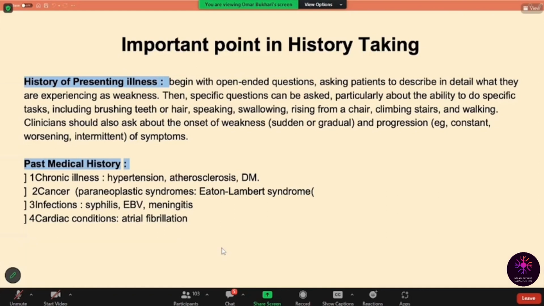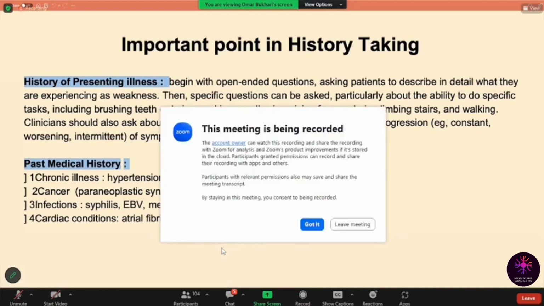The past medical history is very important. When the patient has a chronic illness, for example, hypertension, atherosclerosis, or diabetes, it suggests a vascular cause, for example, stroke. Or if the patient is known to have migraine, the patient can develop hemiplegic migraine, or if the patient is known to have epilepsy, he could have a post-ictal weakness.